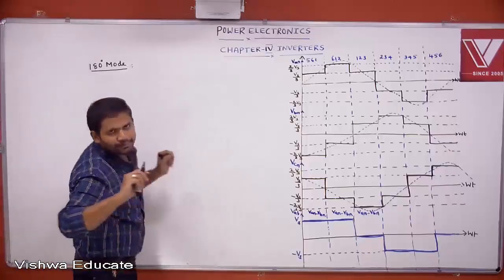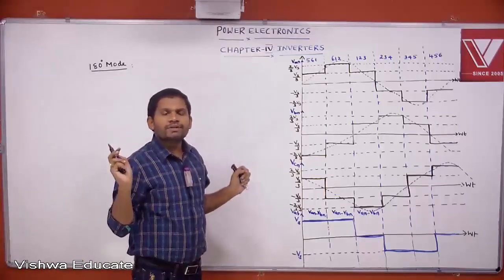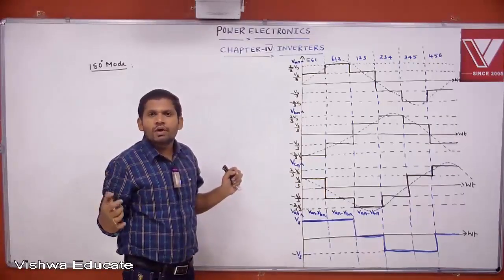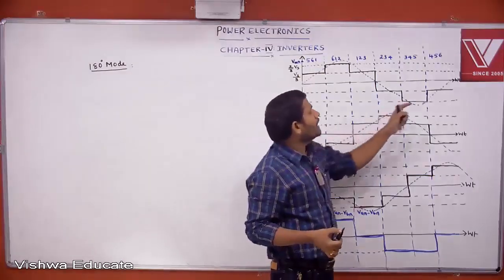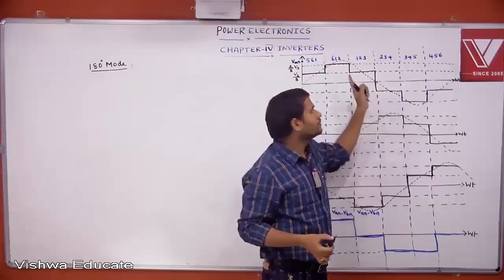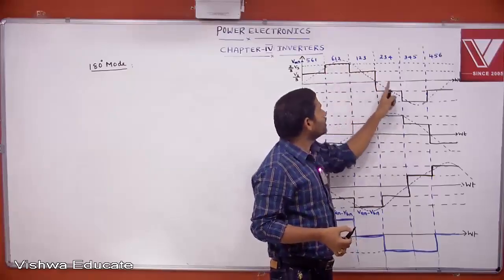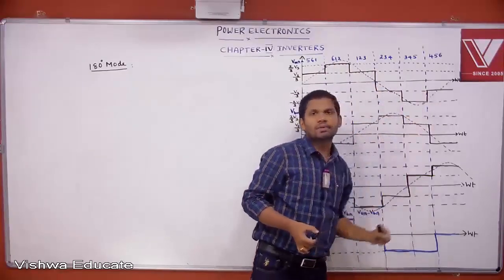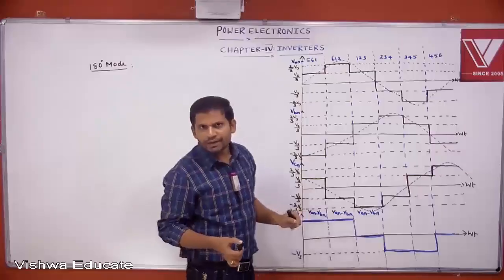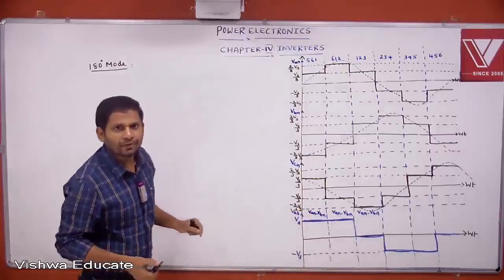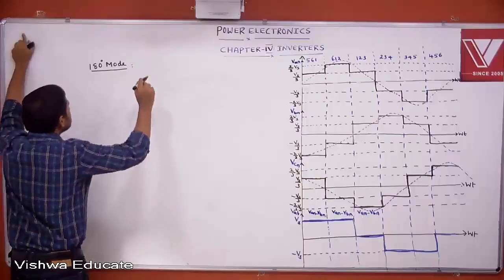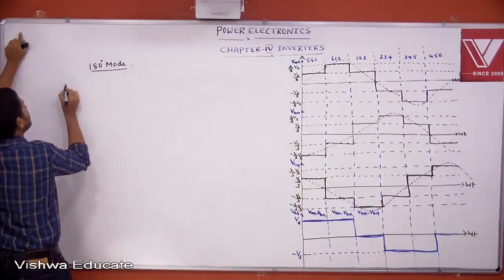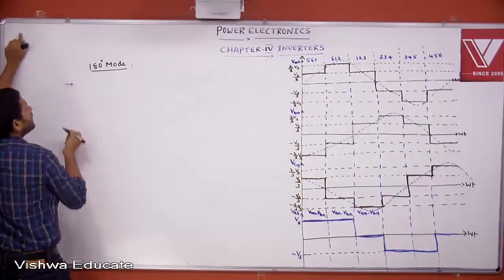I told you that a three-phase bridge inverter is also called a six-step inverter because in one cycle, how many steps are we getting? 1, 2, 3, 4, 5, 6. We are getting 6 steps. That's why it is also called a six-step inverter. Now, we want to list out some points with respect to 180-degree mode. Every point is important.